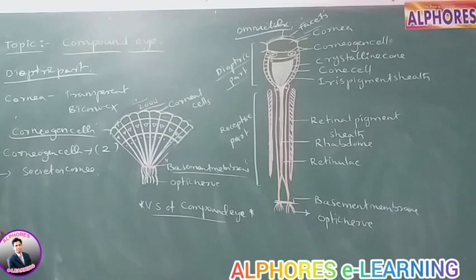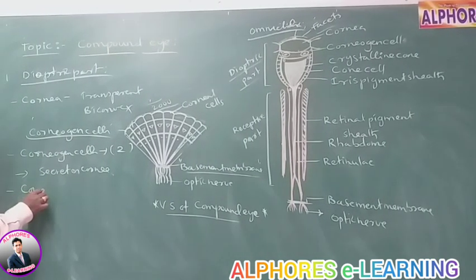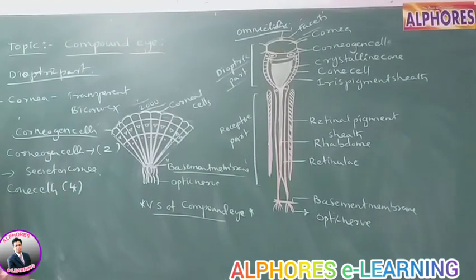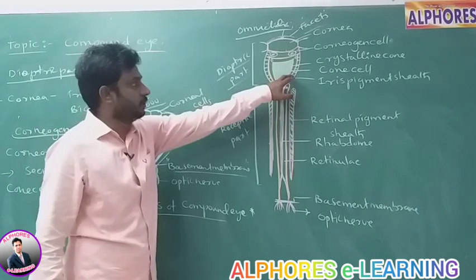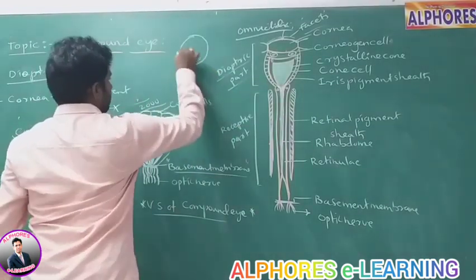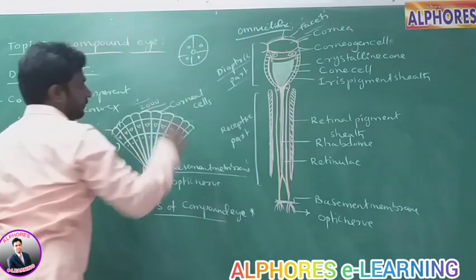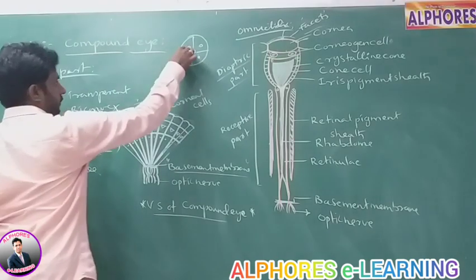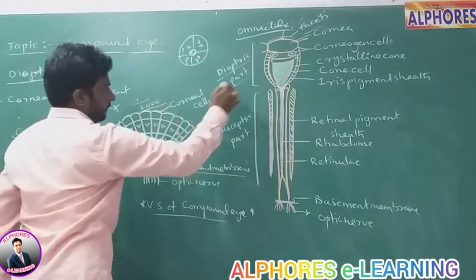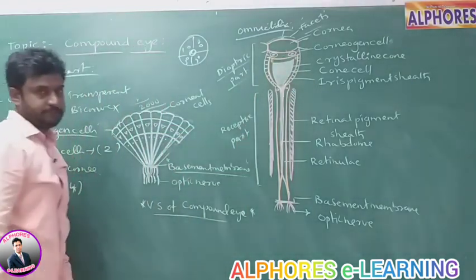Then below the corneagen cells, there are four cells which are called cone cells. Four cone cells are present. They are present in the transverse section like this: 1, 2, 3, 4. These are the cone cells which are present below the corneagen cells.